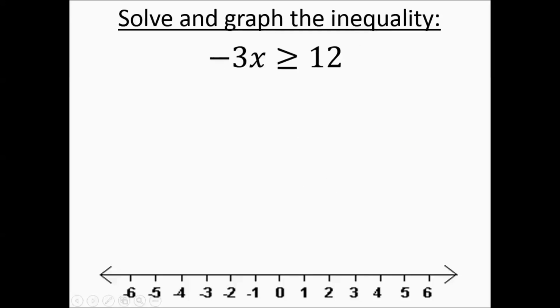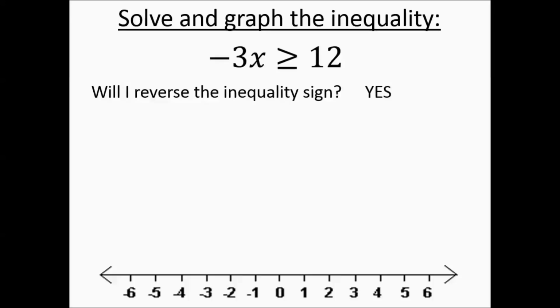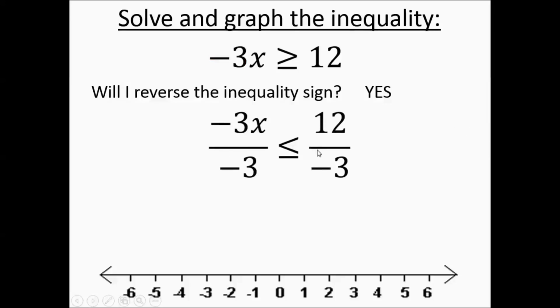For this one, am I going to have to reverse the inequality sign? I see a negative 3 multiplying by x. Yes, I am going to have to reverse it. So what you do, as you're getting rid of the coefficient, that's when it gets reversed. I have the negative coefficient. We're going to divide it out, and as I'm dividing out my negative, the inequality sign does reverse.